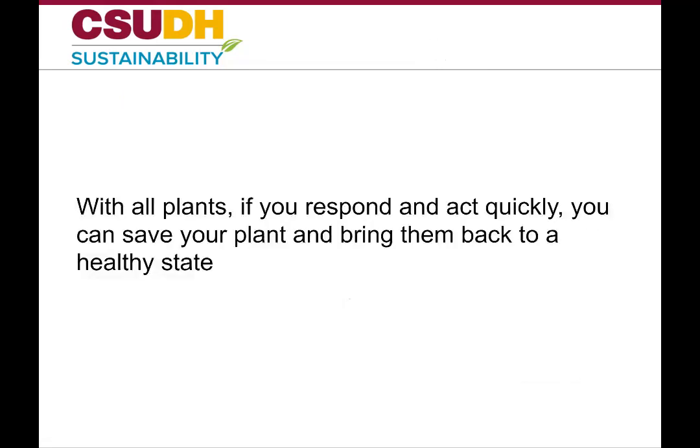And in general, all of these rules of thumb are just to basically give you some tools, because with all plants, if you respond and act quickly, you can generally save your plant and bring them back to a healthy state. So again, plants are fairly resilient. So make sure you're paying attention to your plants and follow some of these solutions and do your research, and hopefully you can have a successful garden and continue helping us grow successful crops at the Campus Urban Farm.